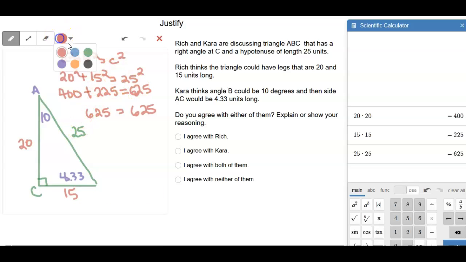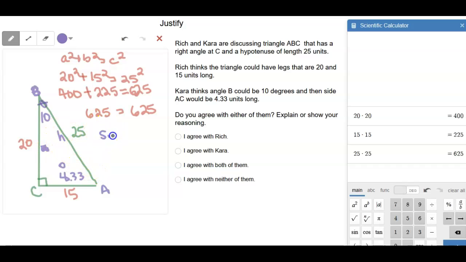So let's check to see if Kara is also correct, because it's possible that she's also correct. So if we're talking about Kara, we have this angle here. B is up here. And then we have A down here. So angle B is 10 degrees and side AC would be 4.33 units long. So if this is theta over here, here's our hypotenuse and this is our opposite, here's our adjacent. I don't really need the adjacent. I don't have any information there.